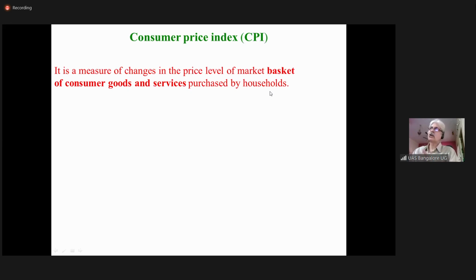So they work out the change in price, in terms of an index, for all the goods and services that are purchased by a normal family. It is worked out separately for rural people, separately for urban people, and so on, because the lifestyle will be different and the purchasing power will be different.